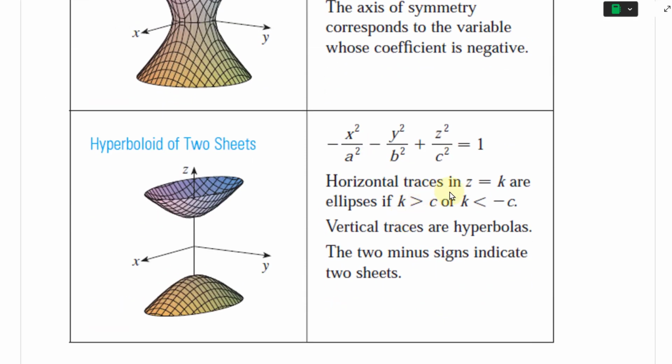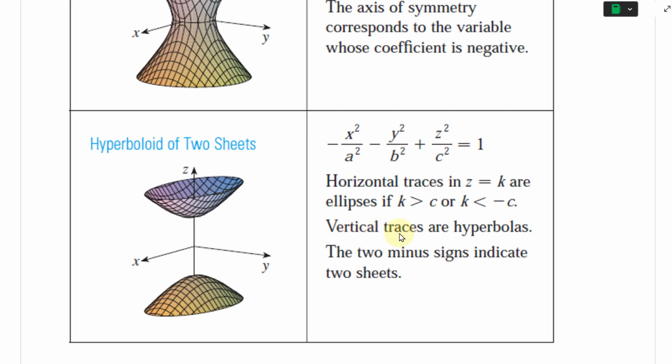And then horizontal traces in z equals k are ellipses if k is greater than c or k is less than negative c. Yeah, so that's interesting. So you're going to get an ellipse on the top and bottom if the absolute value of k is greater than c. So vertical traces are hyperbolas. So there's the vertical ones up and down, this way and so on.